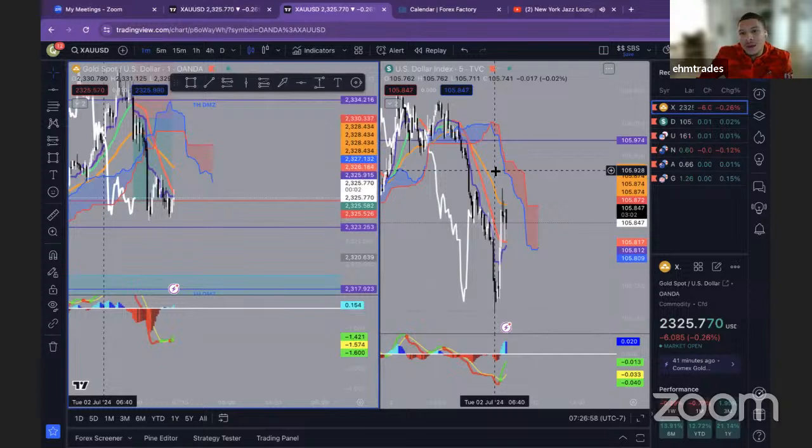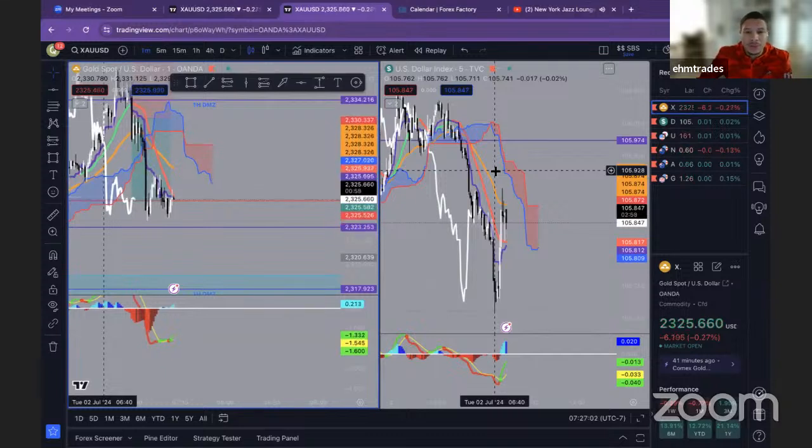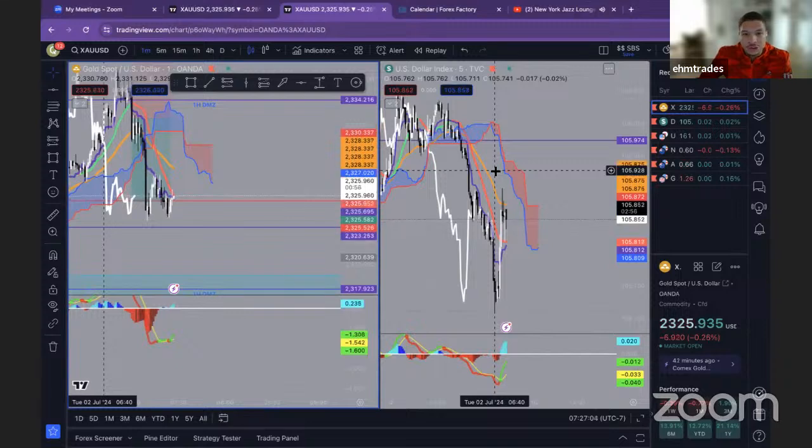Yeah, so now honestly what I would want to see price do on gold is go fill this imbalance on the most recent bearish move. So it would be to about 23.29 and some change. Gold, go fill that imbalance and then head back bearish.